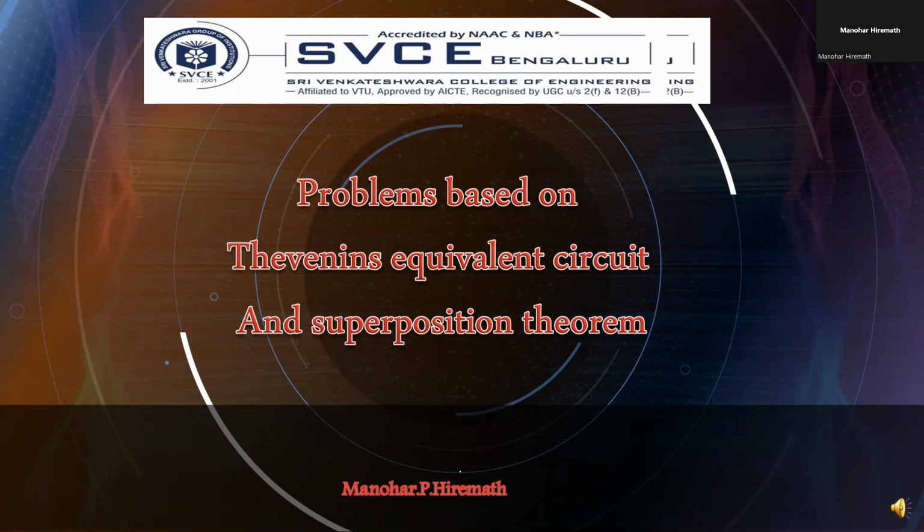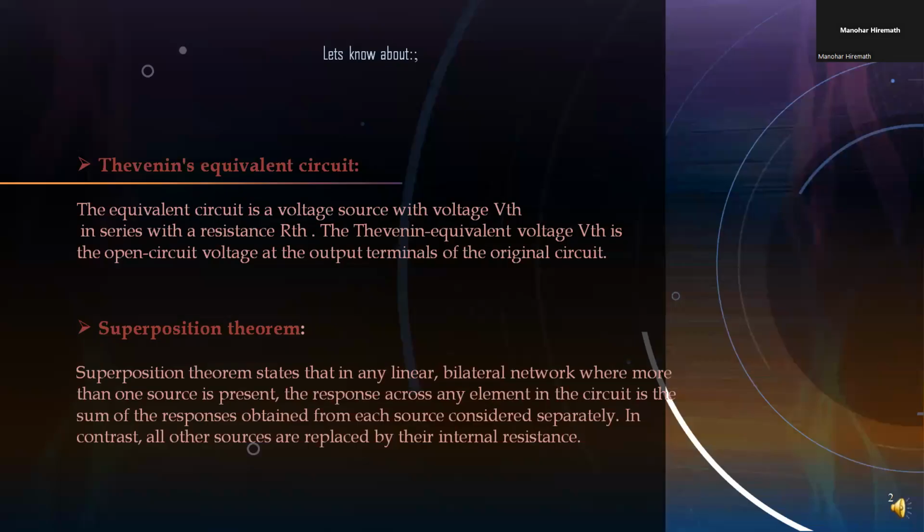I'm here to present problems based on Thevenin's equivalent circuit and superposition theorem. Before going to the problems, let's understand what Thevenin's equivalent circuit and superposition theorem are. The Thevenin equivalent circuit is a voltage source VTH in series with the resistance RTH. The Thevenin equivalent voltage VTH is the open circuit voltage at the output terminals of the original circuit.